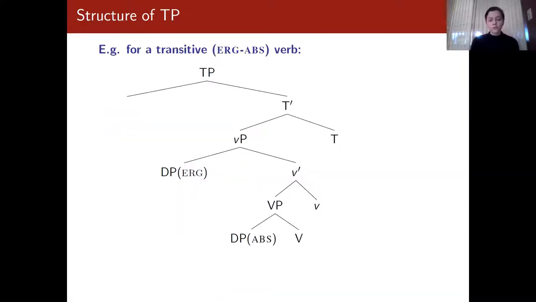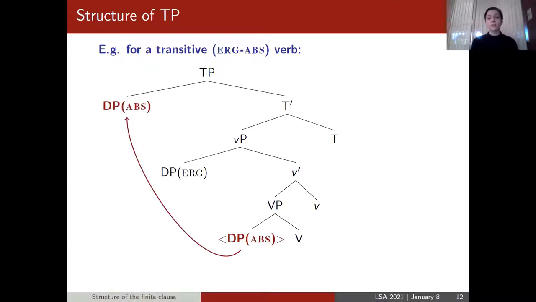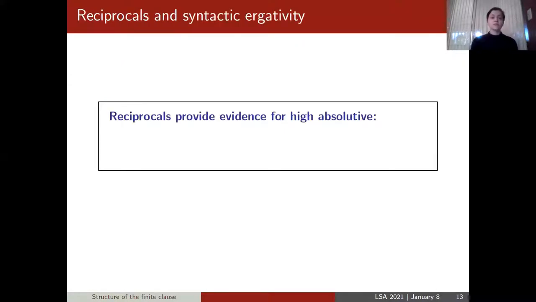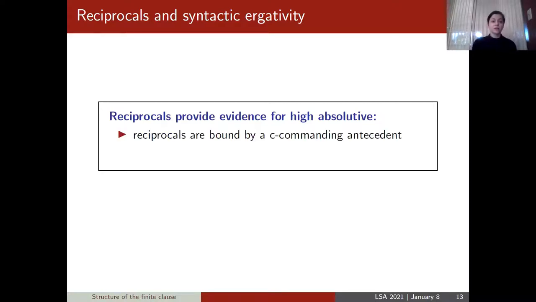So what does this mean? Well, schematically for a transitive ergative-absolutive sentence, this means that the absolutive theme originates low, as a complement of V, but it moves to a higher position in spec TP. And evidence for this comes from the behavior of reciprocals, from anaphor binding. In particular, we know that reciprocals are generally bound by a c-commanding antecedent. And if you look at the behavior of reciprocals in Western Cachan, it turns out that the absolutive binds the ergative, which in turn means that the absolutive c-commands the ergative.